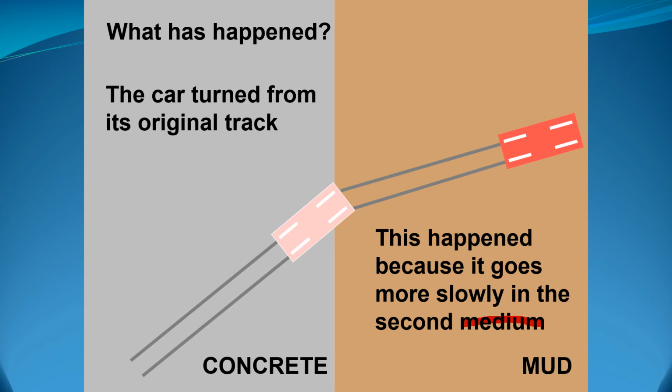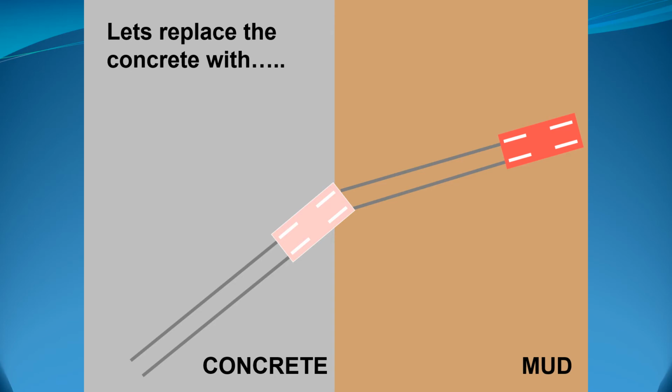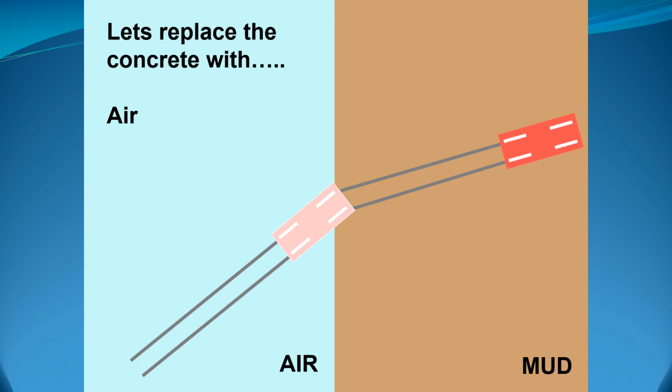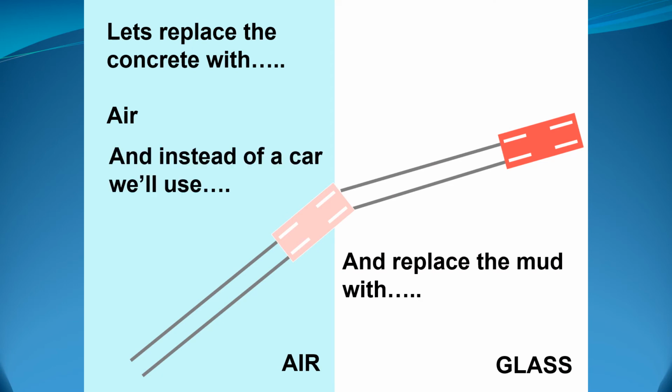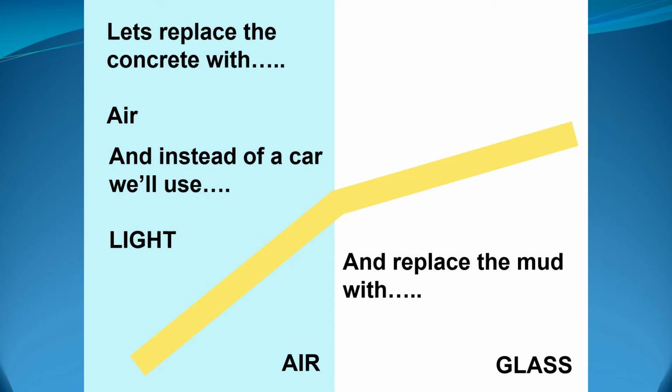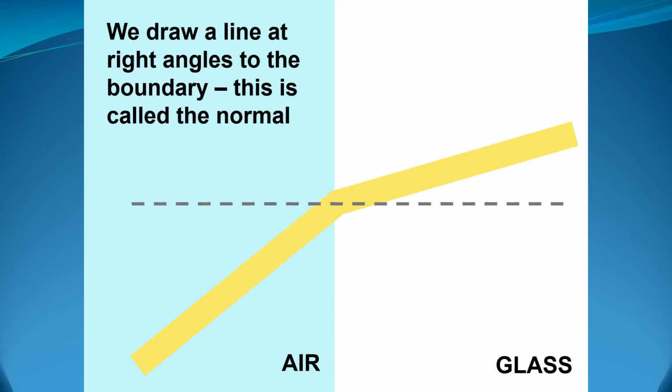Now, instead of thinking of it like a car, we can use this to help us think about how light behaves. So let's replace the concrete with air. Okay, we've got something just traveling through the air now. And let's replace the mud with glass. So we've still got two different materials. And instead of using a car, we'll use light instead. Okay, and that's what refraction is. Light was traveling through one material, it then went into another material, and it changed speed, and so it changed direction. And we want a diagram of this.